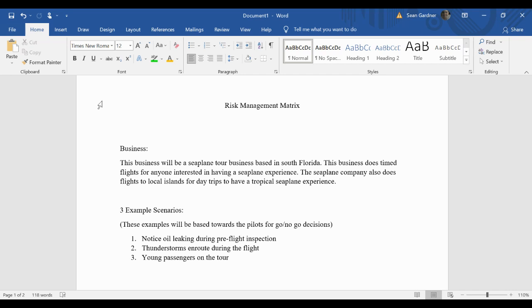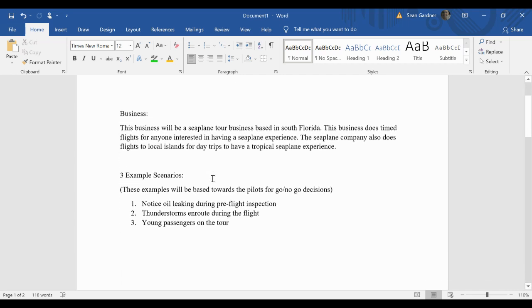Not only that, but the seaplane company will also do flights to local islands for day trips, so you can have a tropical seaplane experience. So, for example, a seaplane might take a group of people out to an island, and they might bring some food and blankets and things like that, and hang out on the island for a day or for half a day or whatnot, and fly back to the base.